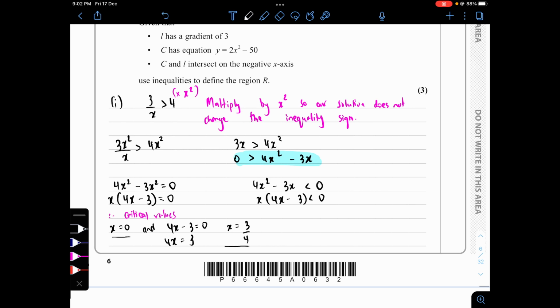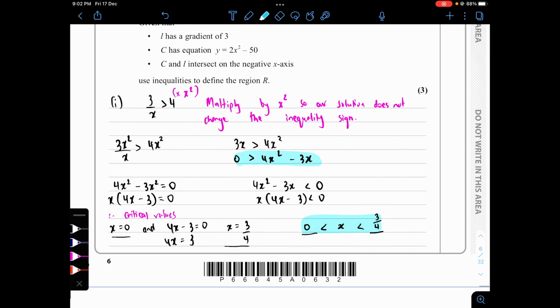Now, just by rule of thumb, if it's less than 0, you're always going to find x is in the middle and it's between two inequalities, right? So we take the lower number, that's 0. And over here, we take the larger number, which is 3 over 4 or 0.75. So that's our answer over here.